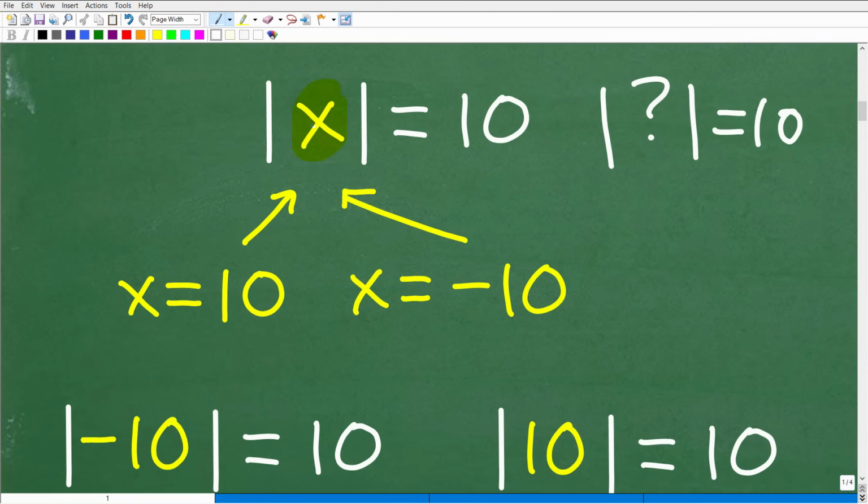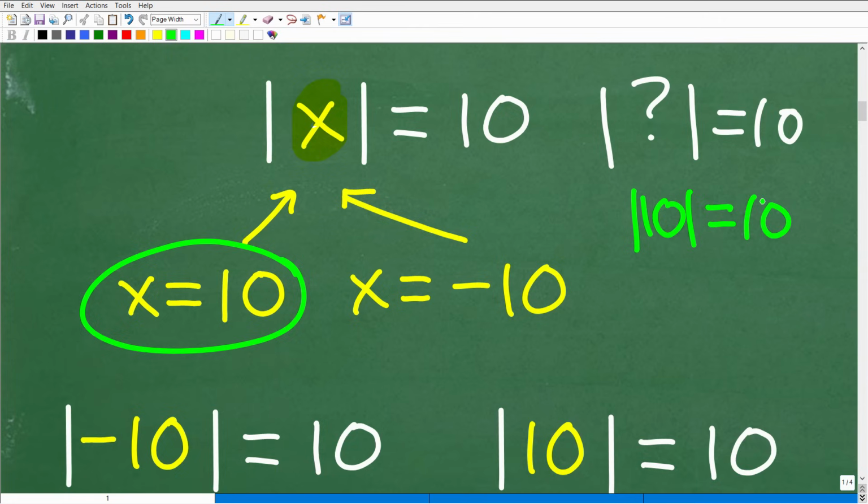Okay. Well, hopefully you would say, "Oh, okay, I know what it is there, Mr. YouTube Math Man. It's 10." Okay, because the absolute value of 10 is 10, right? So that makes sense. And hopefully, those of you watching this video have a basic understanding of absolute value. But that's not the only number where we take the absolute value of a particular number and get 10 as an answer.